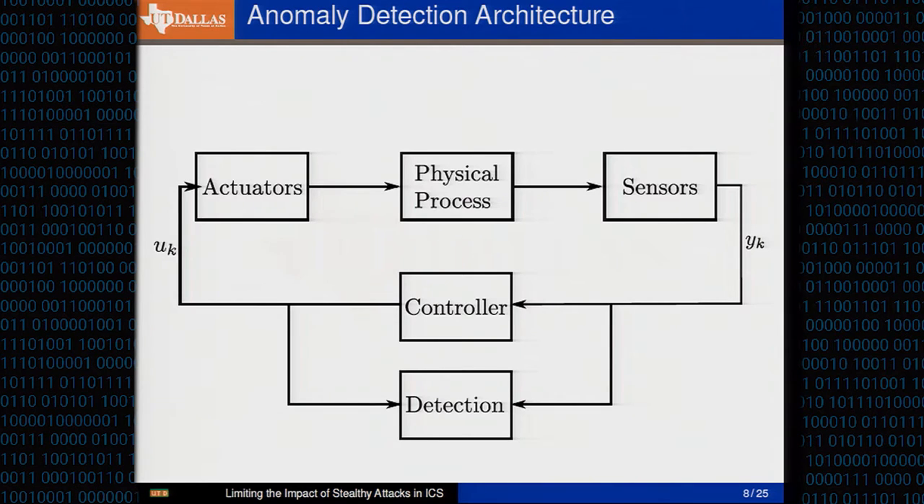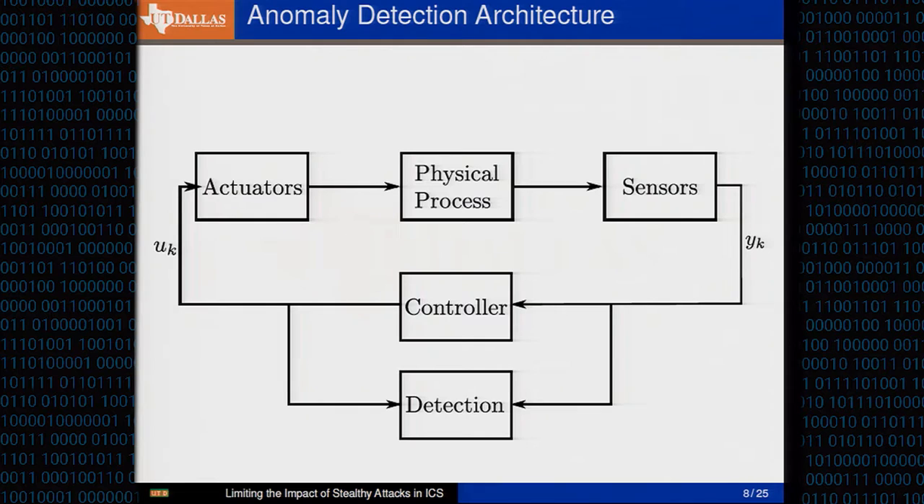To start, I just want to very quickly introduce the typical control loop. A control loop is composed of a physical process. The physical process has some sensors. These sensors measure the states of the system. And using these measures, the controller can generate a control action that is sent to the actuator. The actuator executes this control action and modifies the physical process.